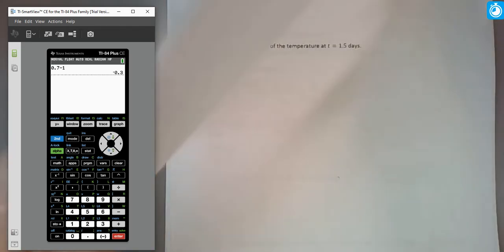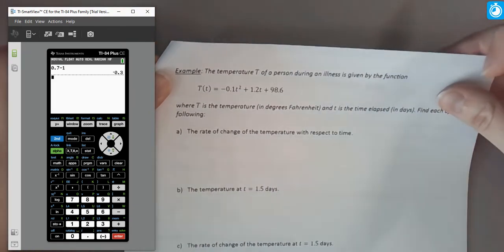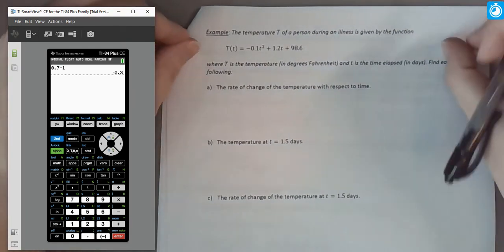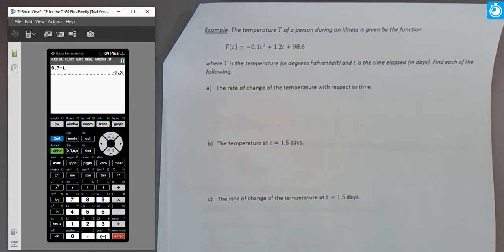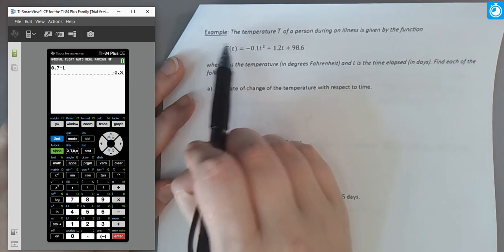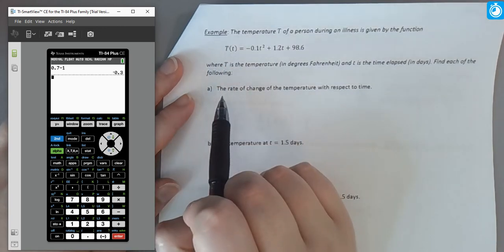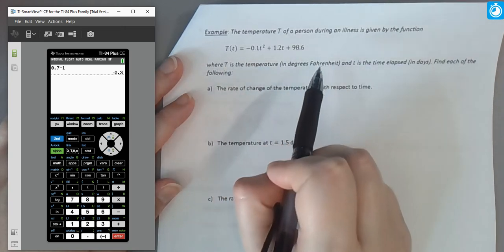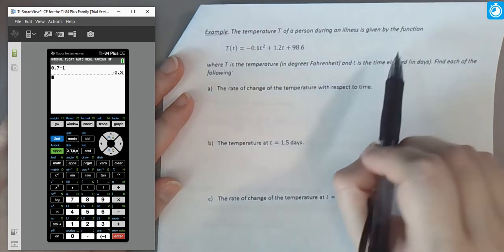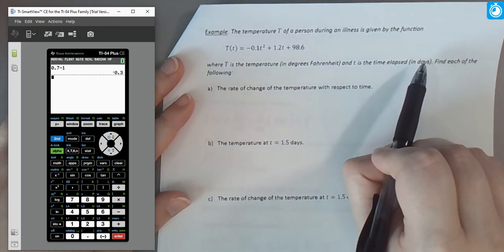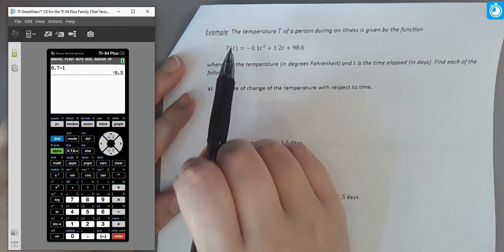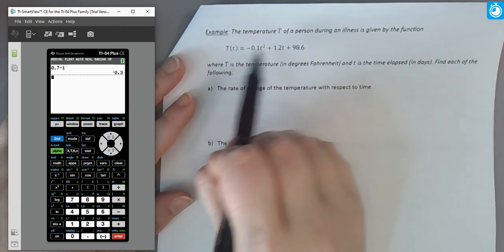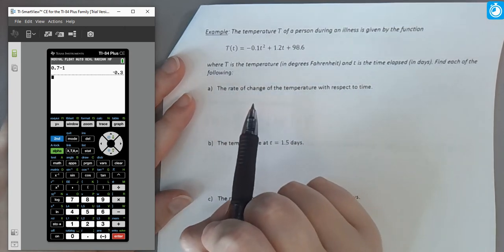Let's look at one final example. Let's look at an application where we can calculate a derivative in a real situation. So the temperature, defined by T of t, of a person during an illness is given by the following function. Now be careful, make sure you differentiate between the two. Capital T is the name of our function, lowercase t is our input, our independent variable. So T, capital T, is temperature in degrees Fahrenheit, and lowercase t is the time elapsed in days. So we think of time as being our input, and then based on the time we input, we get a value out that represents temperature in degrees Fahrenheit.